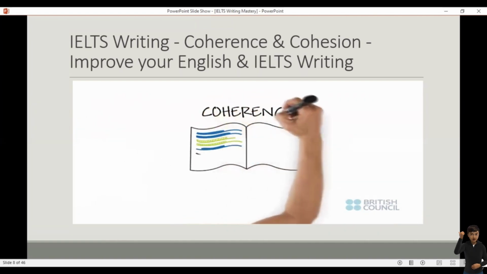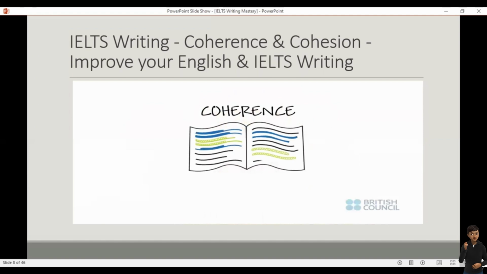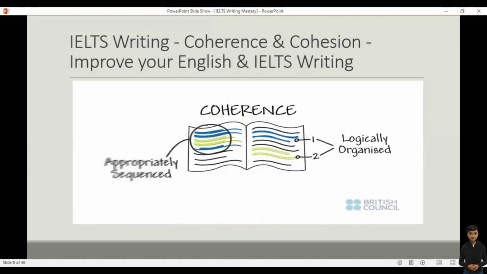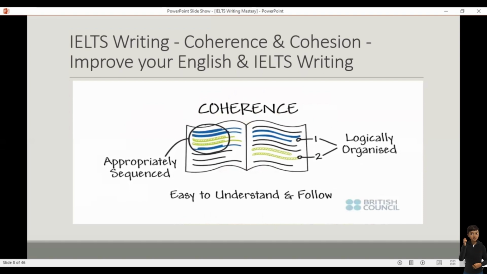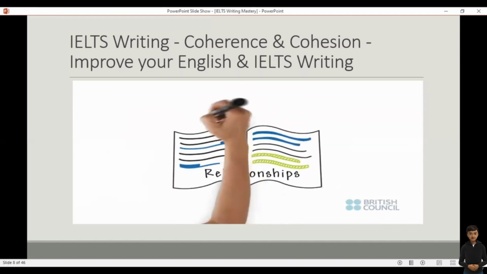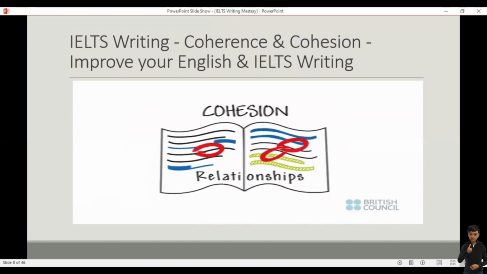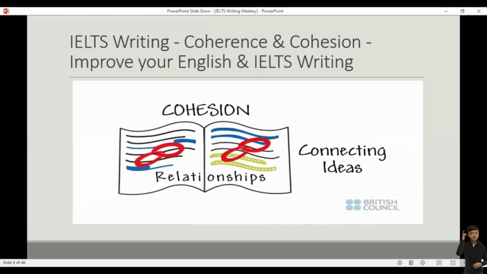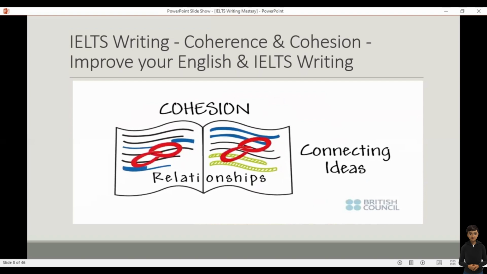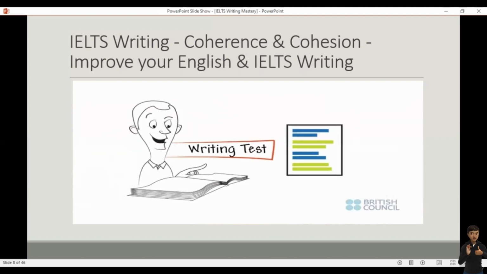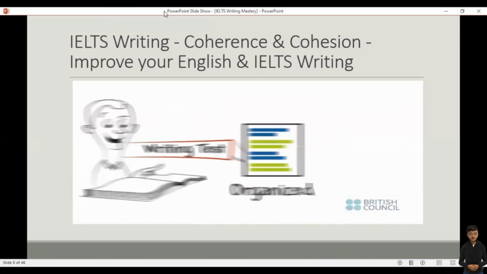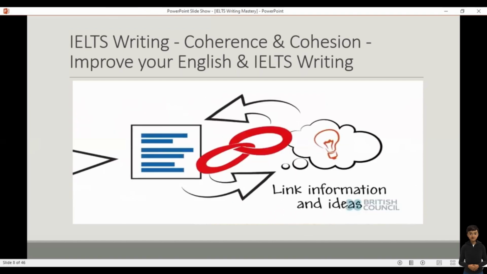Coherence refers to the flow of your writing. Your ideas should be logically organized and appropriately sequenced into paragraphs so they are easy to understand and follow. Cohesion refers to linking words that help you connect ideas and show the relationship between paragraphs, sentences, or parts of sentences. So this criteria looks at how a writing test answer is organized and how to link information and ideas.